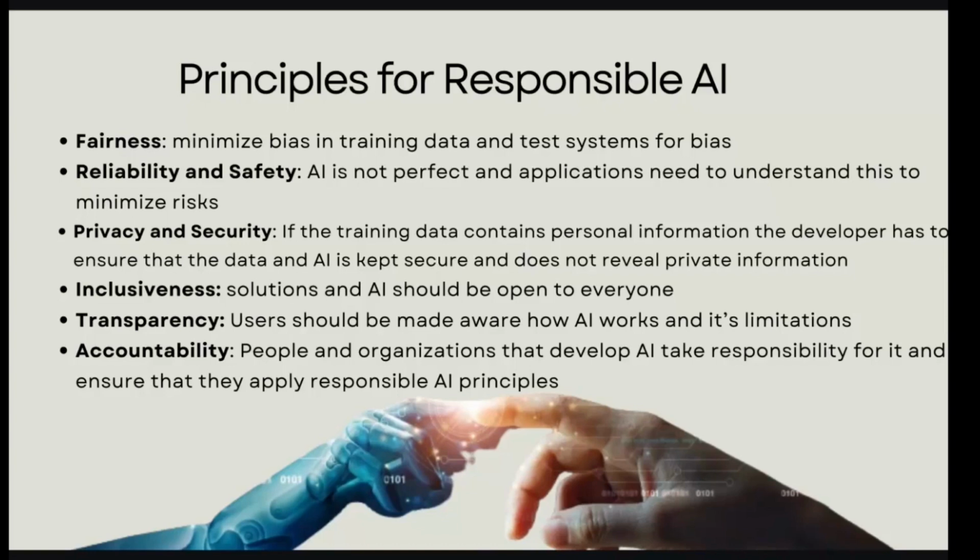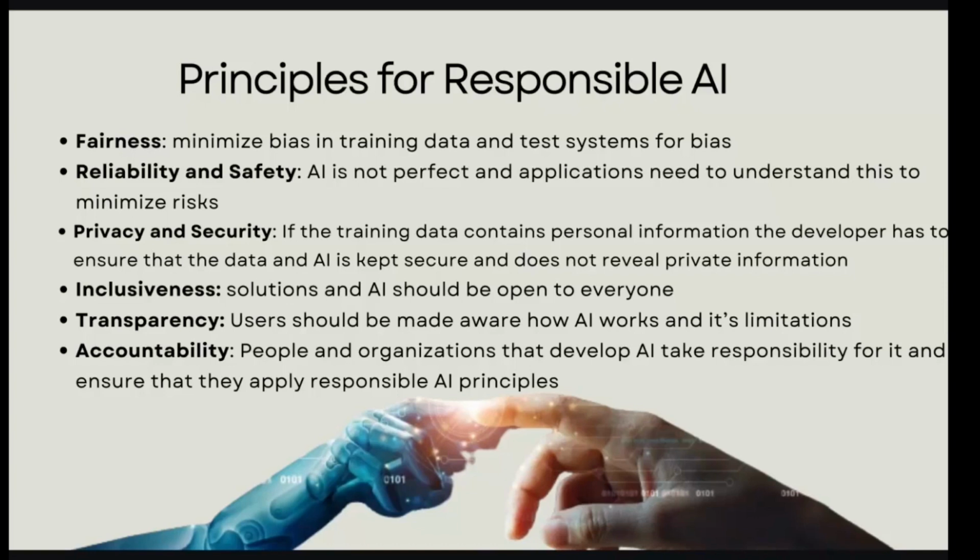Reliability and safety. AI is not perfect, and applications need to understand this to minimize risks. So, for example, in ChatGPT, right under the chat box, you can always see that AI is not always correct. Check important information. That's an example of how they implement these principles.